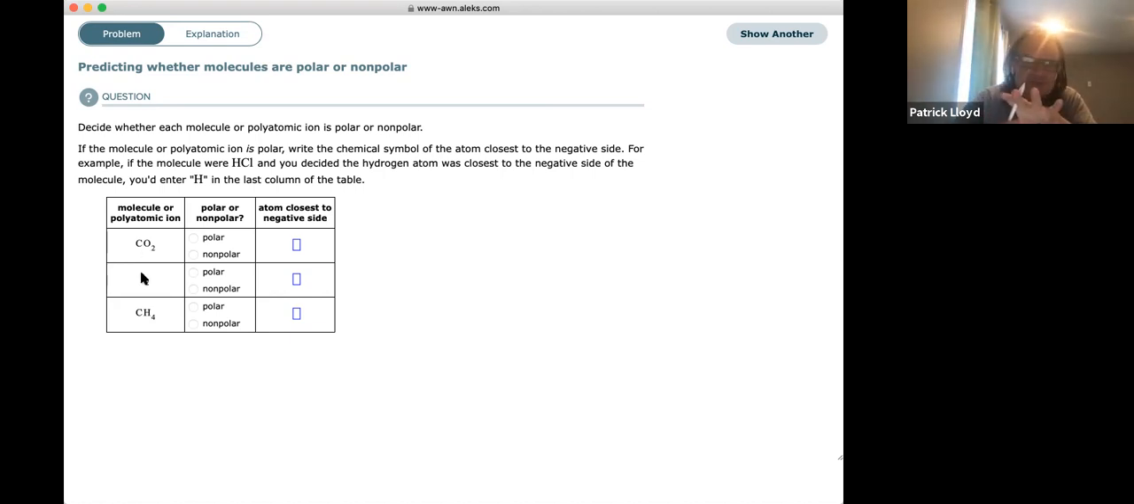I2, only 2 atoms. So just look at differences in electronegativity. You don't have to do the shape if there's only 2 atoms. 0 difference, right? Iodine and iodine is the same atom. So there's no difference in electronegativity. So that would be nonpolar.